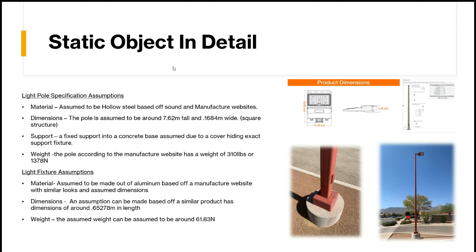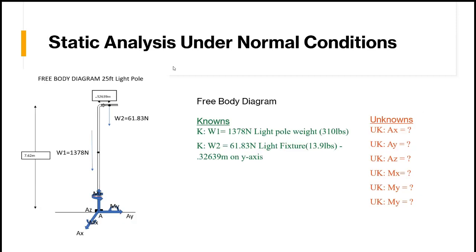And then we go on to the light fixture assumptions. The light fixture's material can be assumed to be aluminum based off another manufacturer's website. The dimension is 0.65278 meters in length from the pole to the end of the light fixture, and the weight can be assumed to be around 61.83 newtons. This is all based off the manufacturer's websites rather than assuming what the pole is made of. We can assume it is close to or similar to the light pole on the manufacturer's website.